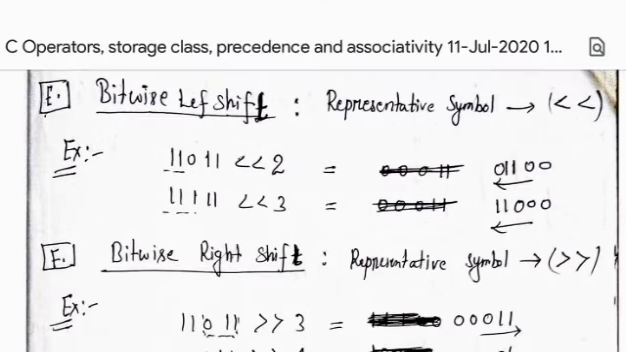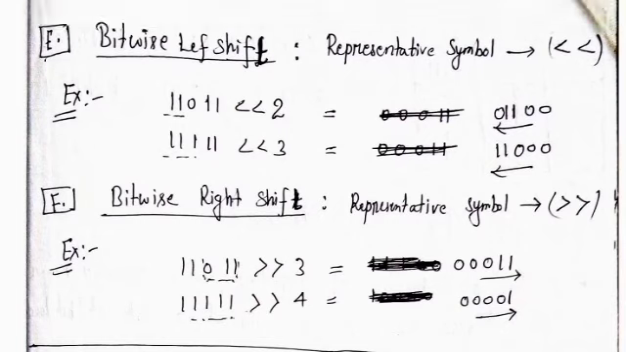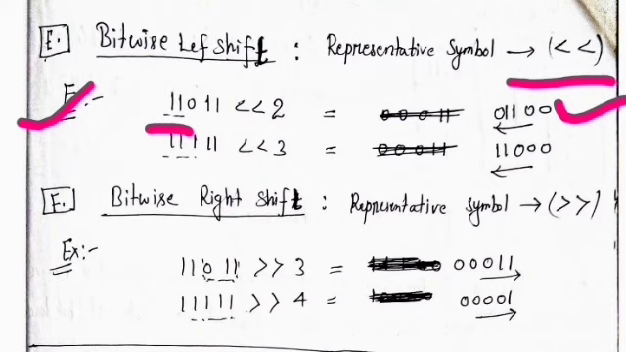Now come to bitwise left shift and bitwise right shift. So here in the case of the bitwise left shift, the representative symbol is given like 2 times less than. And for example, here 11011 is left shifted 2 times. So we get the output like here 01100, because when we shift these two 1s out we get 0 1 1 0 0.